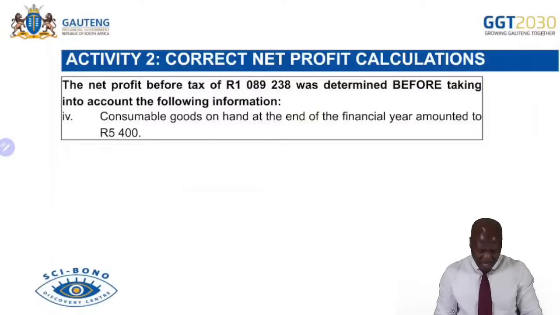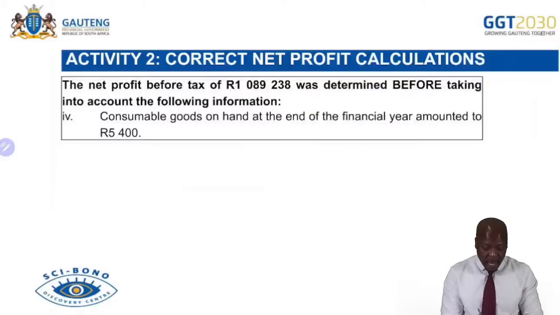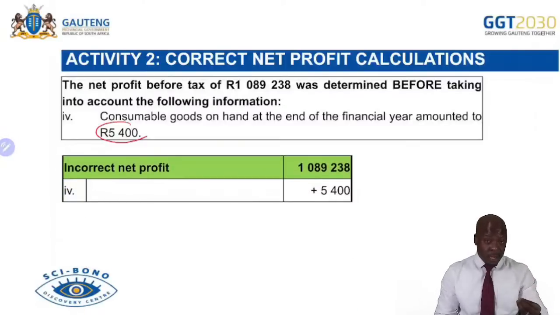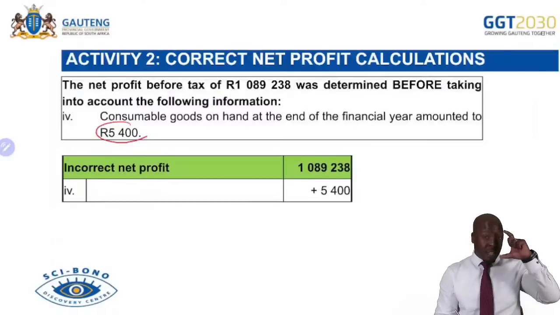The next adjustment reads, consumable goods on hand at the end of the year amounted to 5,400. So these are goods on hand. What that means is we have consumable goods that we purchased, and we did not consider that we did not use the entire amount. 5,400 is still on hand. What that means is our expense was overstated because we recorded the entire amount of consumable stores. Hence, our operating expenses were overstated.